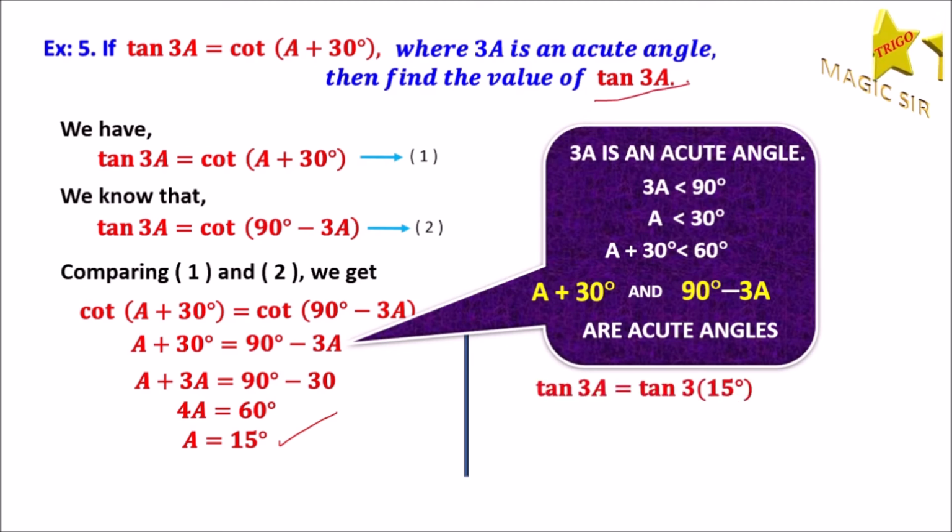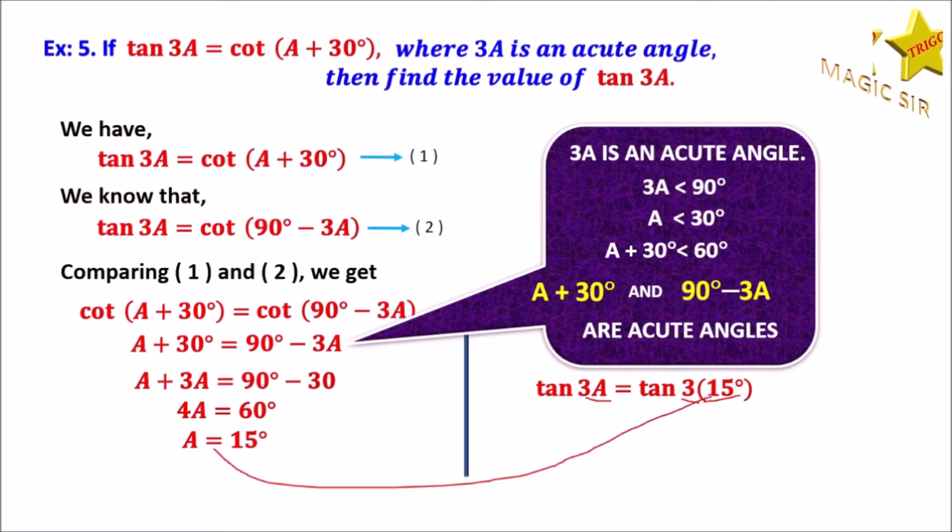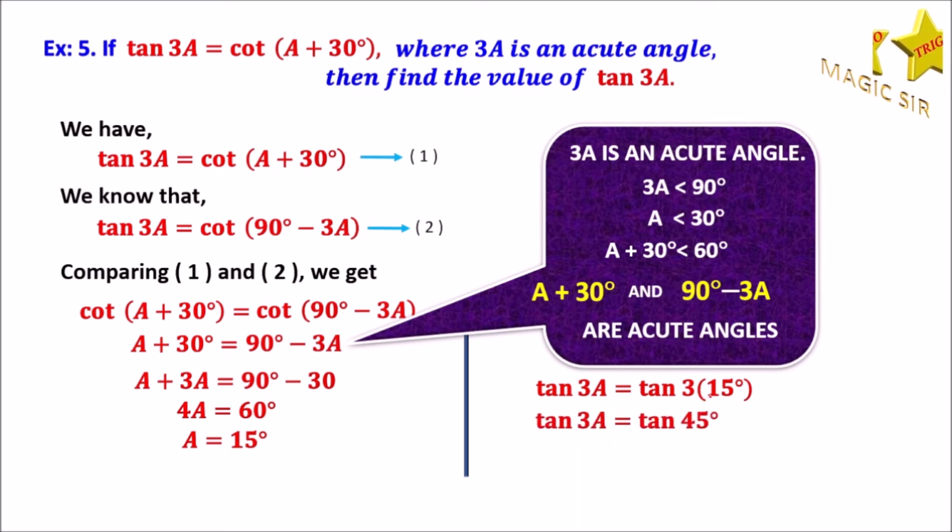We have to find the value of tan 3A. We take A is equal to 15 degrees. So tan 3A is equal to tan 3 into 15 degrees. 3 into 15 degrees is equal to 45 degrees. Therefore, tan 3A is equal to tan 45 degrees. And we know that tan 45 degrees is equal to 1. So tan 3A is equal to 1.